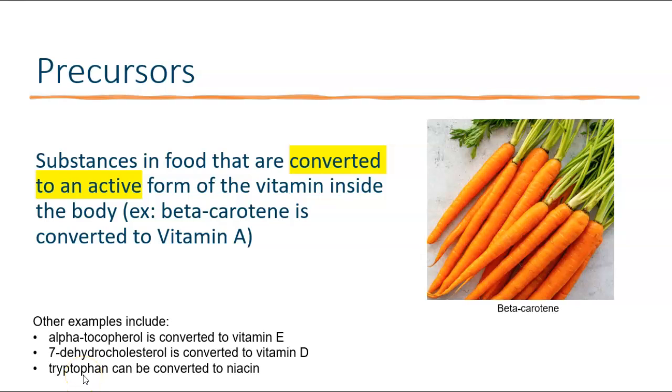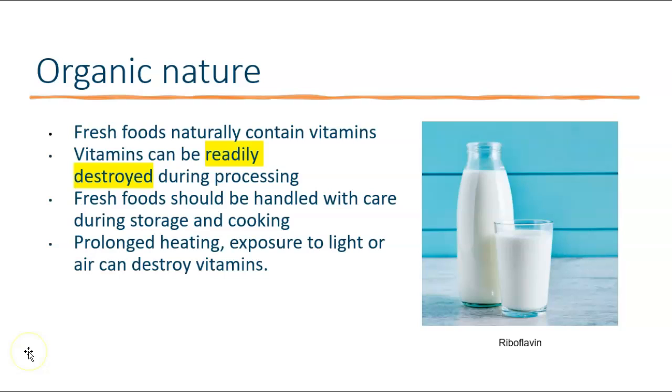Some other examples are alpha tocopherol, which is converted to vitamin E, 7-dehydrocholesterol, which is converted to vitamin D, and tryptophan, which can be converted to niacin. So there are certain vitamins that have precursors.